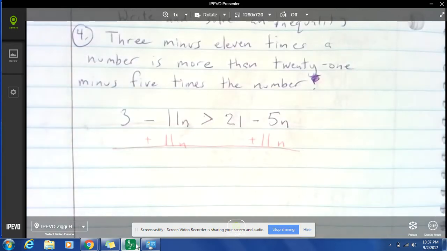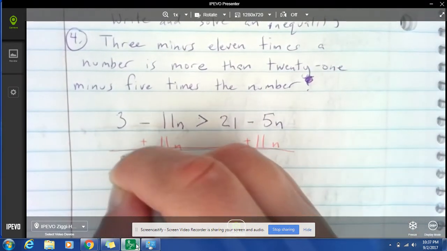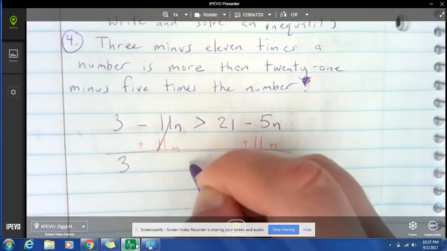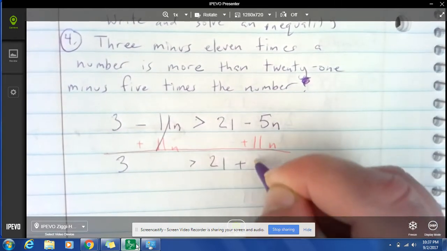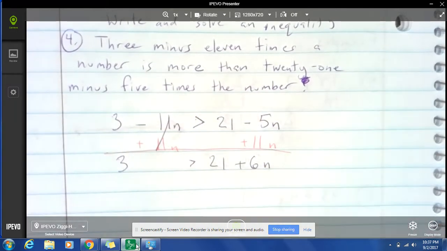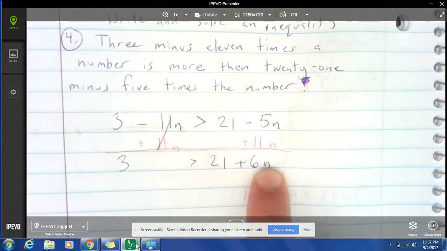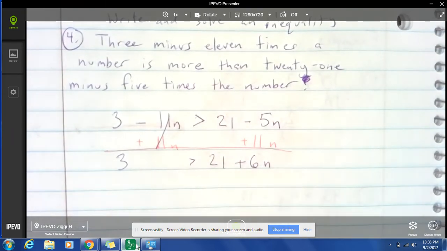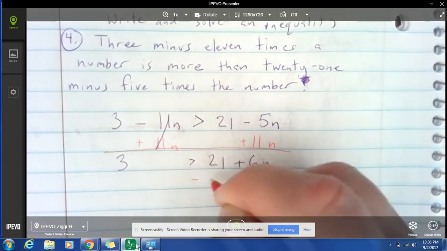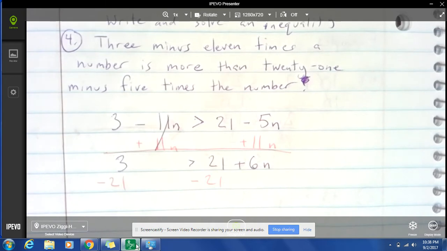Draw a little line. And so we're left with just 3 over here is greater than 21 plus 6n. Now we're concentrating on the side that has the variable and getting rid of whatever is being added or subtracted to said variable. And we'll get rid of this positive 21 through the power of subtraction. So minus 21, minus 21.